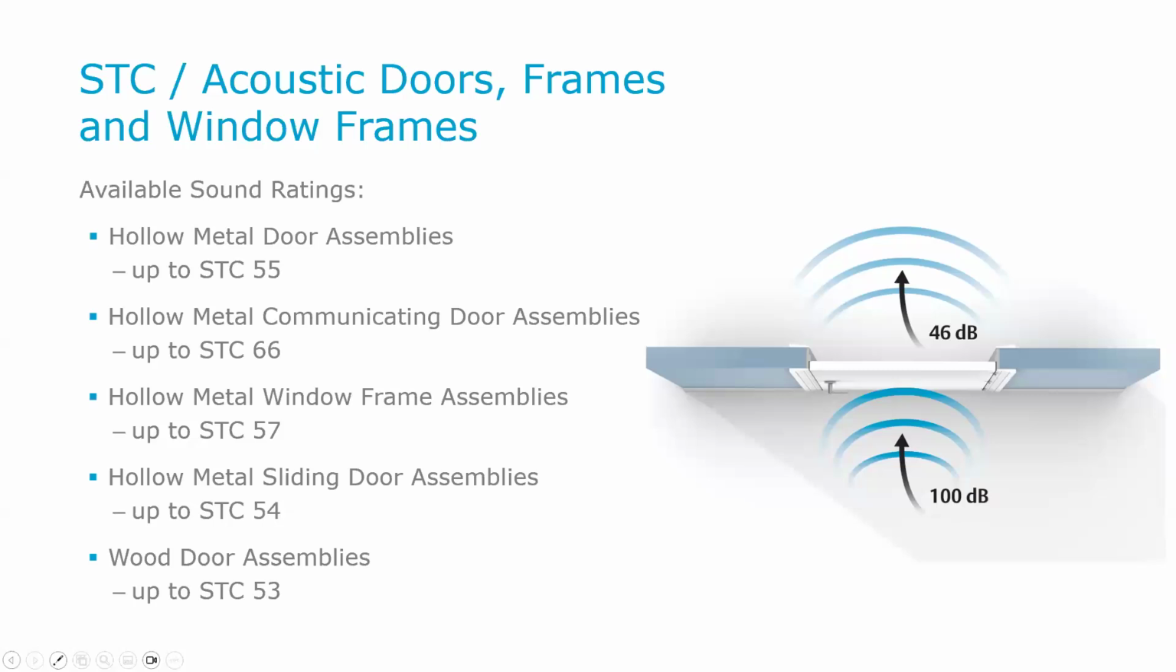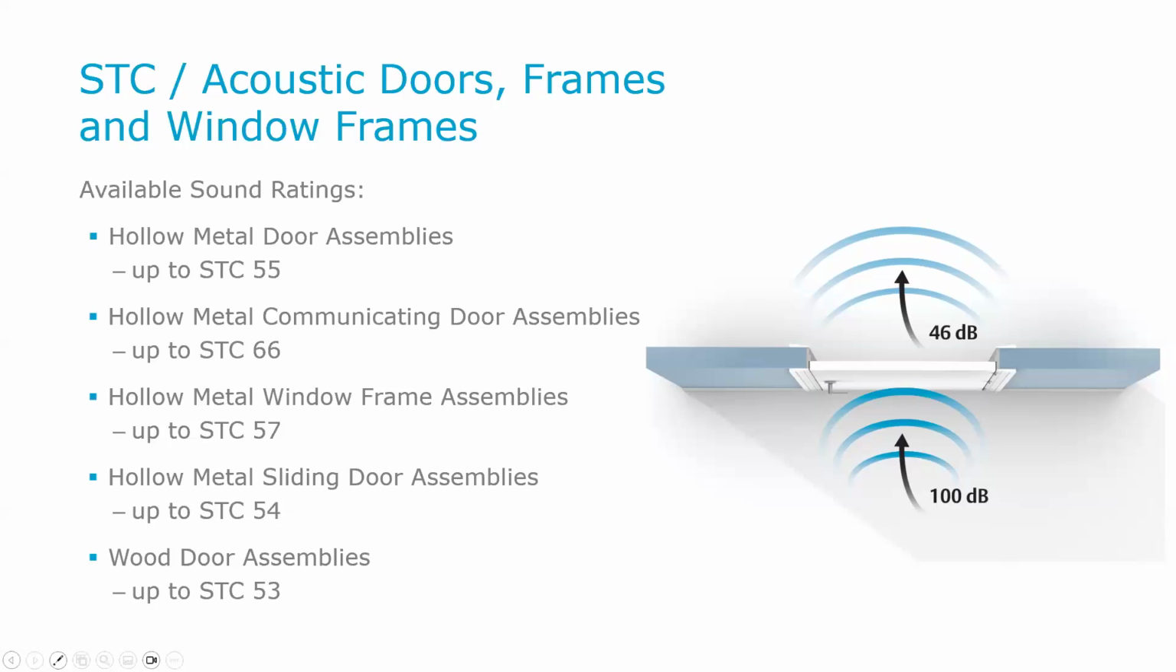There are metal window frames, which are borrowed lights, four-sided frames in a wall that can go up to a 57. The one thing you want to be aware of when you get into those 54, 57 on a borrowed light is that glass must be supplied with that frame because of the testing and because of the high STC of that borrowed light. Sliding hollow metal door assemblies are the types of products used in big ballrooms, where they want to separate the big ballroom into two sections. Those big sliding doors can be supplied.